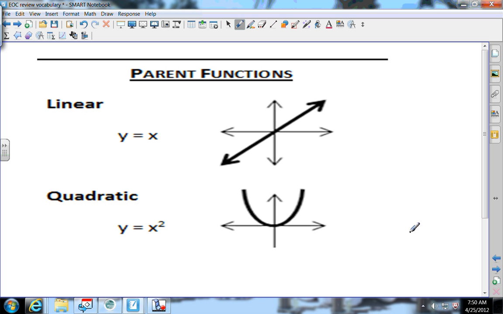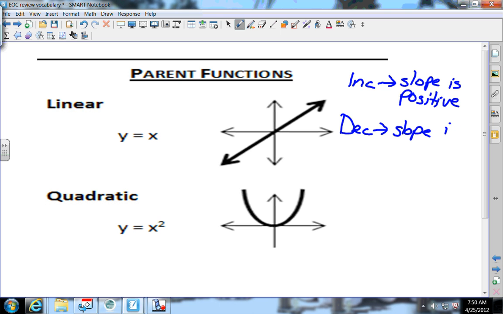There is the linear. Please make sure you notice that the linear parent function y equals x goes through (0, 0). It is an increasing function. Lines are increasing when the slopes are what? Positive. Increasing when the slope is positive. And when it's decreasing, the slope is what? It is negative. The slope is negative.